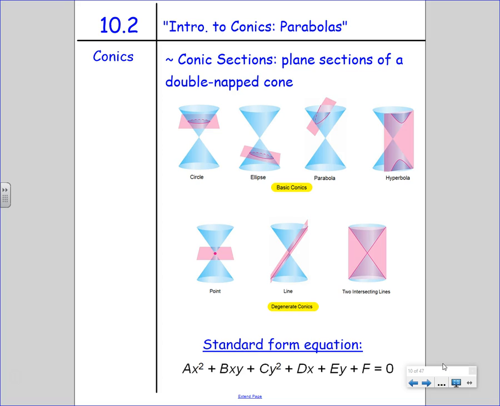You see the problem? It's how you slice it. You slice it straight across, you get a circle. You slice it at a slant, it's going to be an ellipse. It's going to be distorted. If you slice it up to the top or down to the bottom, you'll have a parabola. If you slice it straight down, you'll have a hyperbola.